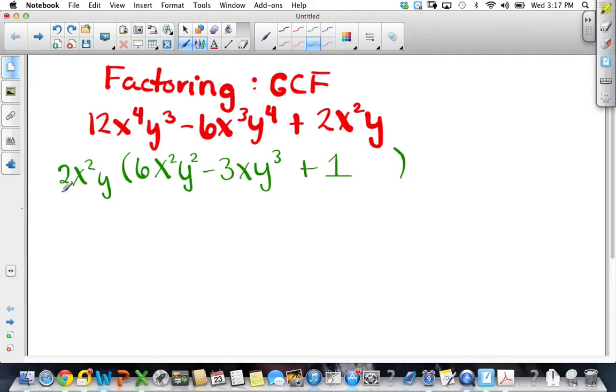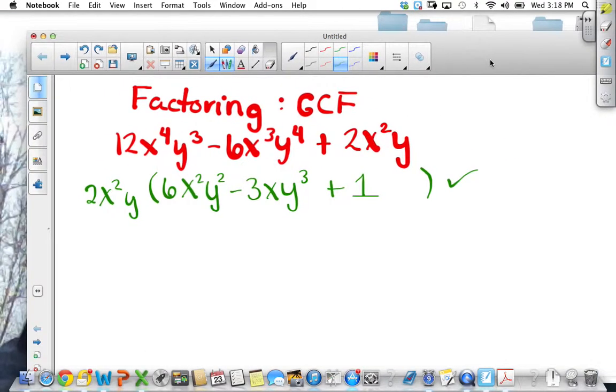So I did that pretty quickly, but I'll just show you that it works. 2x squared y times negative 3xy cubed does give me negative 6x cubed y to the 4th because you add the exponents of the variables. And 2x squared y times 1 does give me 2x squared y. So there it is in factored form. All right, moving on to the next type of problem.